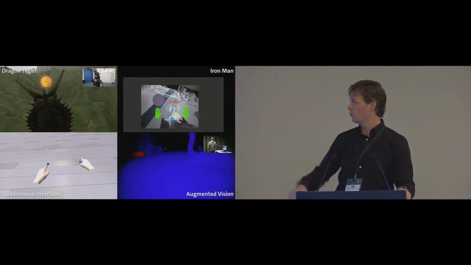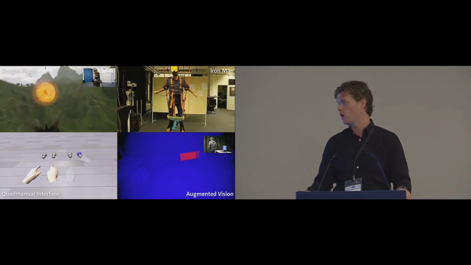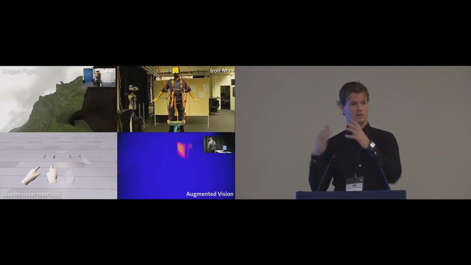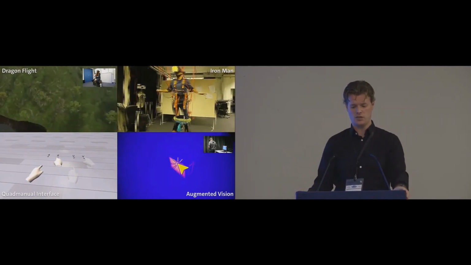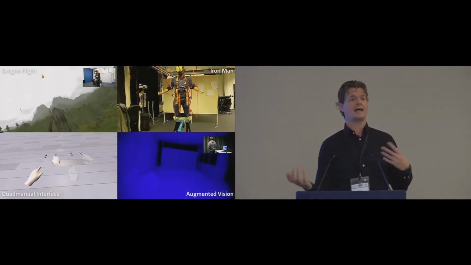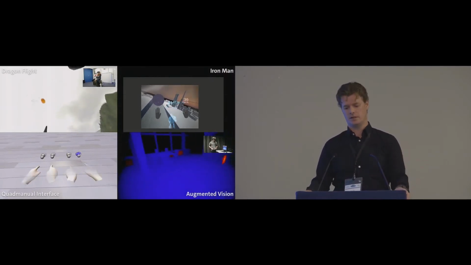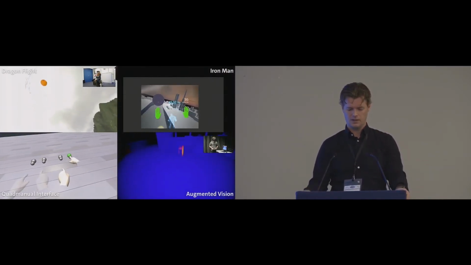You can fly on dragons, of course. You can fly like Iron Man through the environment. You can use multiple hands to interact with the environment, exactly at the location where you need them. Or, for example, you can enhance or augment your vision so that you're able to see, for example, heat or Wi-Fi signals and so on.